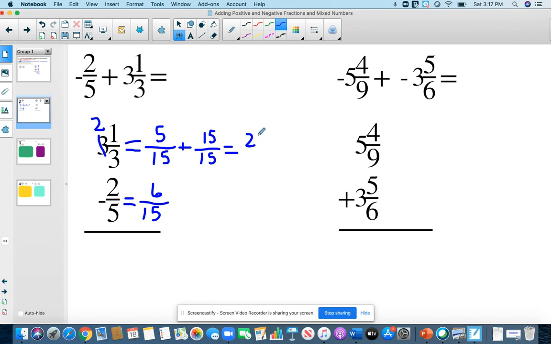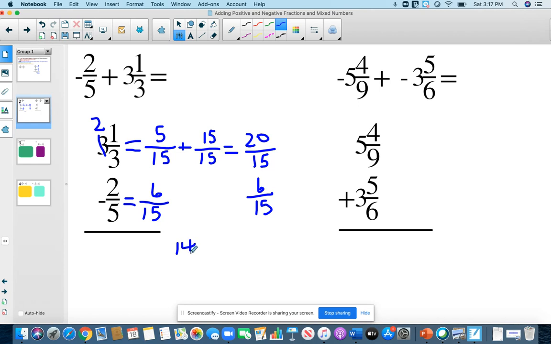Now I can subtract with the 6/15 because now my first number is larger than my second number. So I'm going to take my 20/15 and subtract my 6/15 now. And 20 minus 6 is 14. So I get 14/15. So my answer down here for the fraction is 14/15.